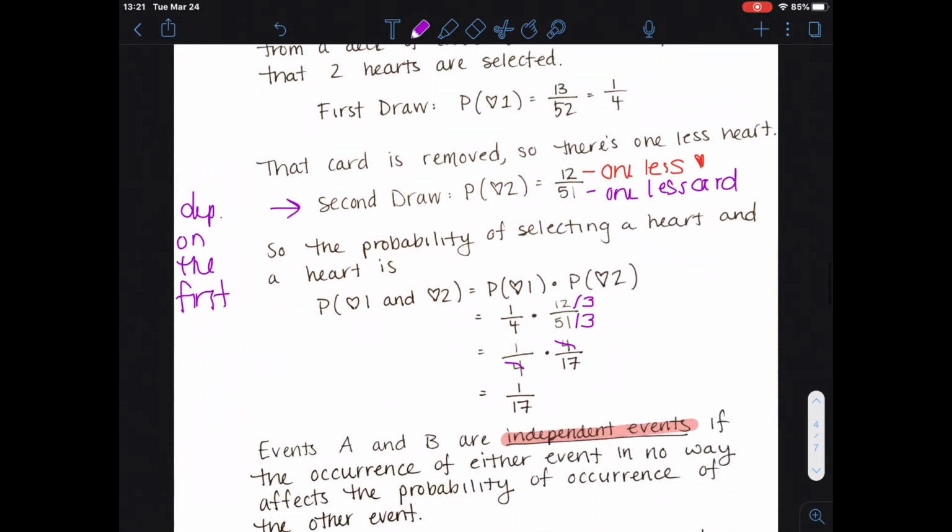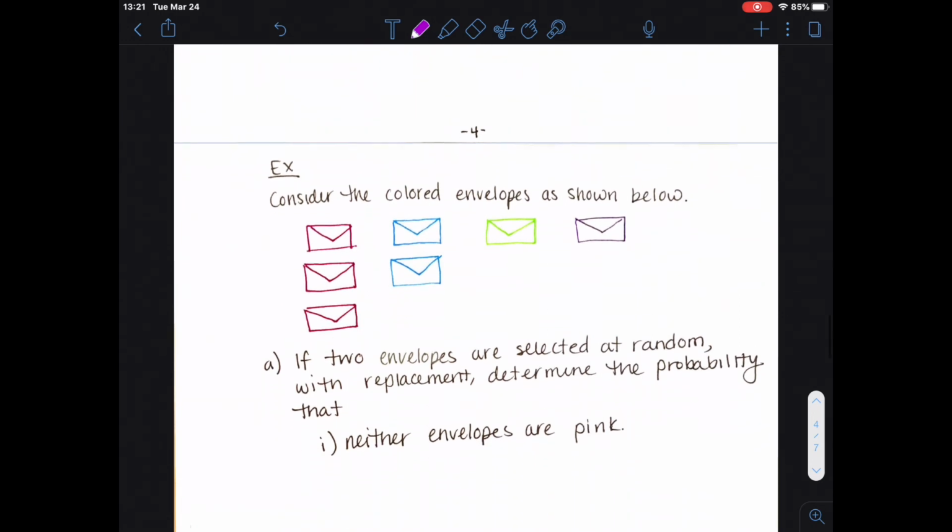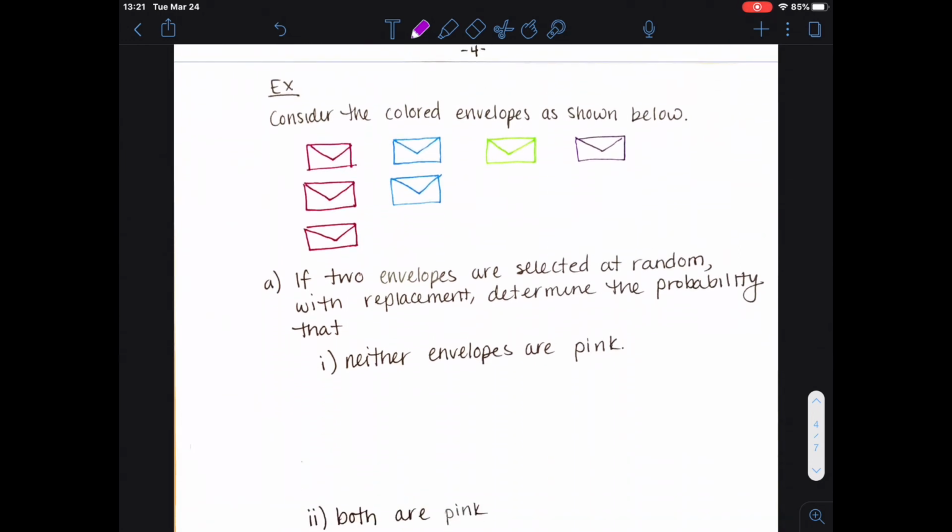So let's try some more examples. We're going to have some colored envelopes that are shown below. So we have 3 pink ones, 2 blue, 1 green, and 1 purple.